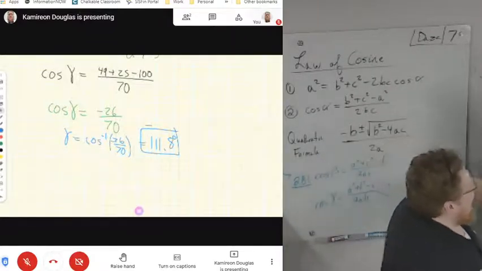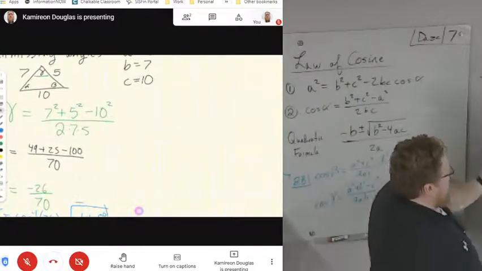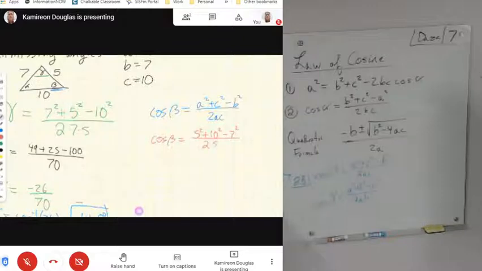All right, here we go. I'm going to find cosine of beta this time. So I take my picture, I'm going to scroll over here. To find beta, I use my formula. Cosine of beta, in this case that is version number 2 up there, is equal to a squared plus c squared minus b squared all over 2ac. And plug everything in. Cosine of beta is equal to a squared, so that would be 5 squared, plus c squared is 10 squared, minus b squared is 7 squared, over 2 times 5 times 10.